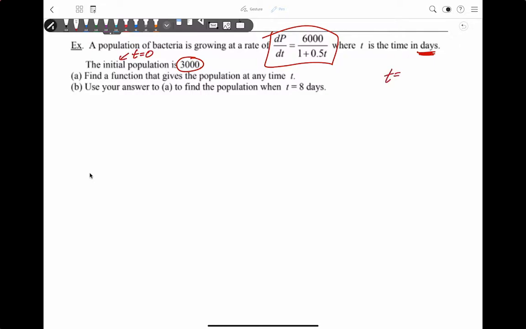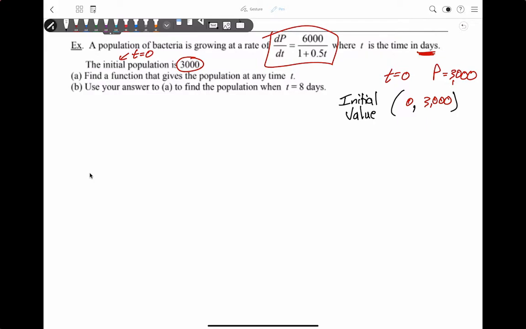So when we say our initial population, t is 0, we could say P is 3,000. We've created this initial value of a point (0, 3000). Let me write it like this: it's like our x-y input-output initial value. So this is our initial value, or our starting point, if you will. So find the function that gives the population at any time t.